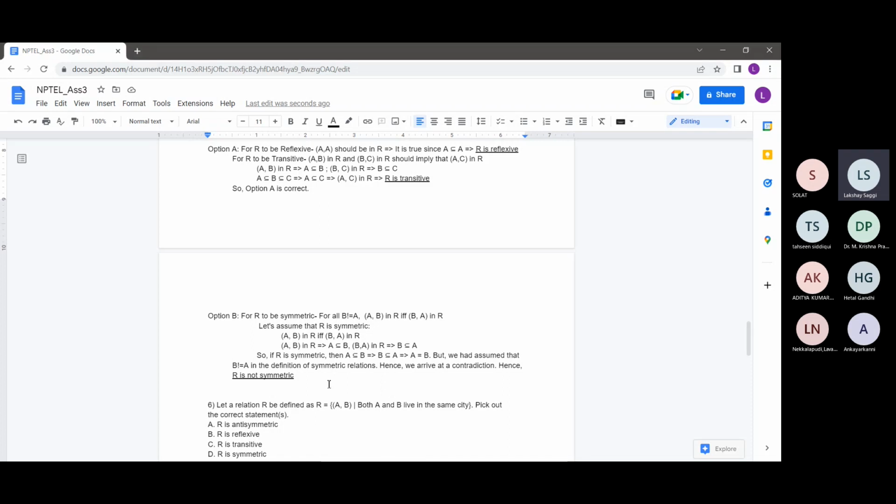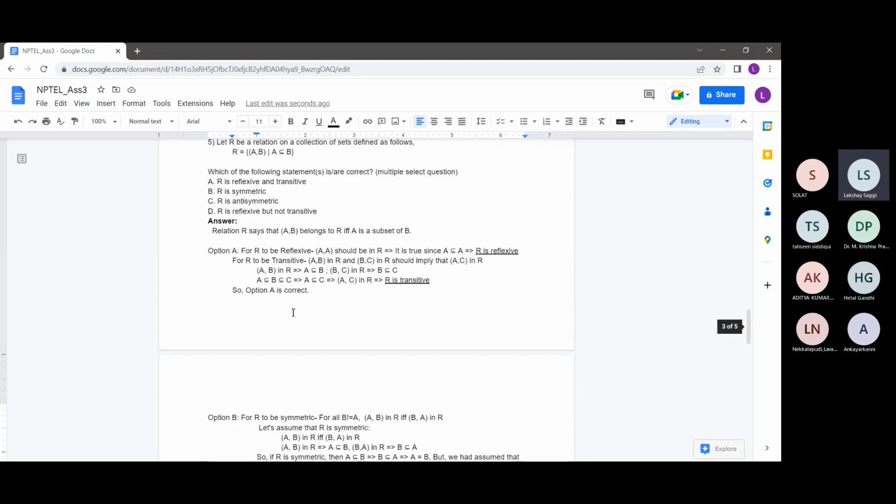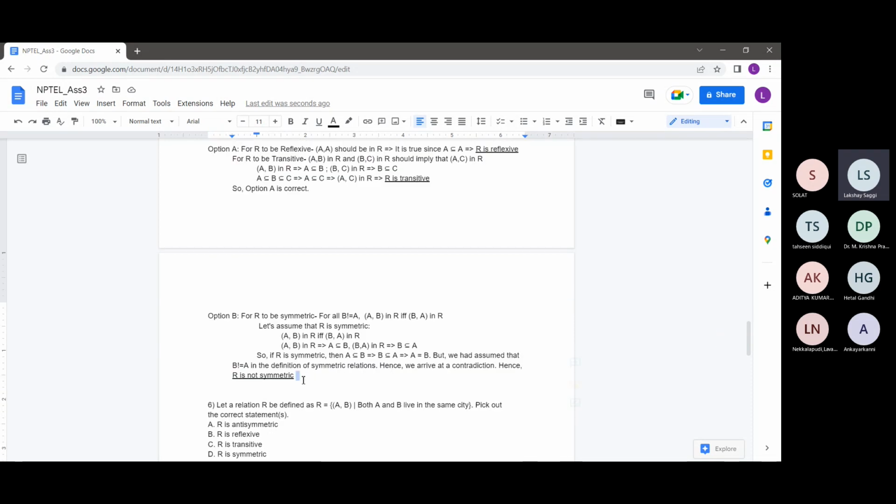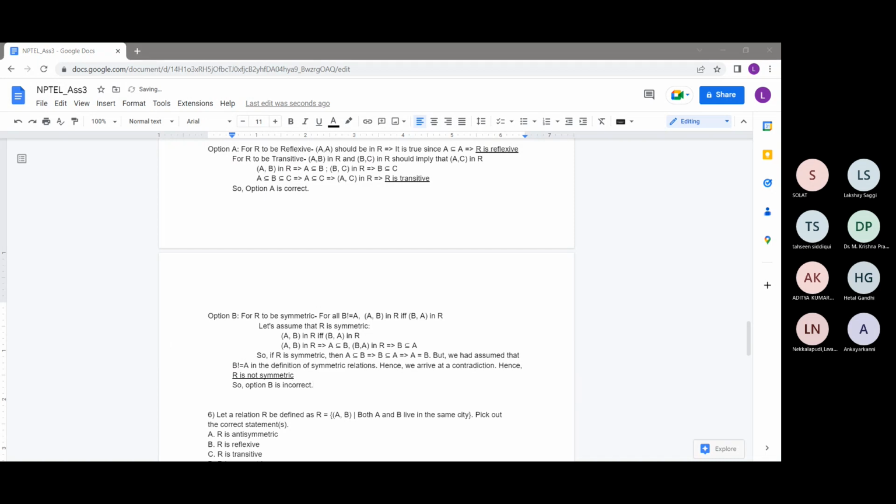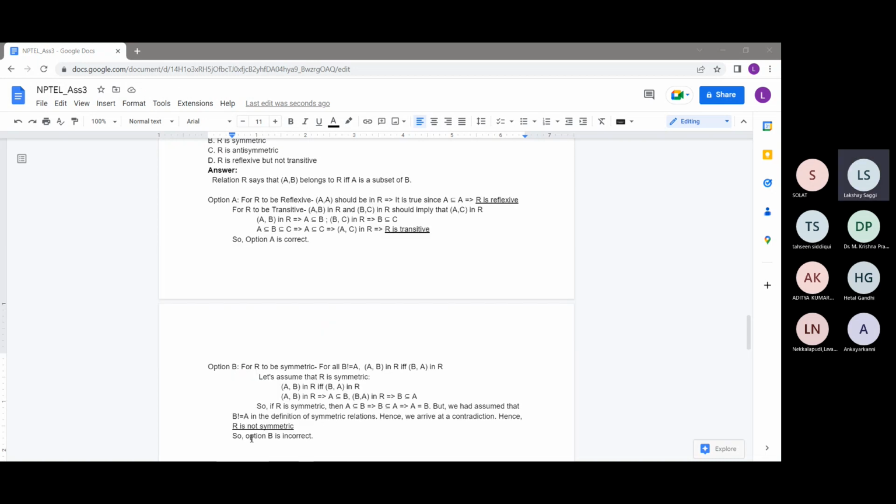So yeah, R is not symmetric. Option B says that R is symmetric, so option B is incorrect. Now let's arrive at option C.